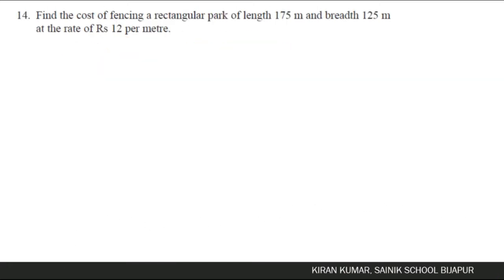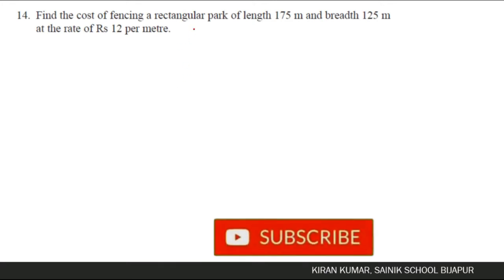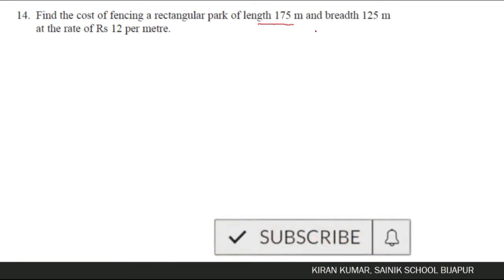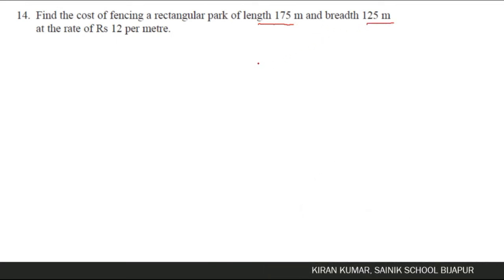Question number 14. Find the cost of fencing a rectangular park of length 175 meter and breadth 125 meter at the rate of rupees 12 per meter. As we have done earlier, we have to use the same method to find the perimeter of the rectangular park.